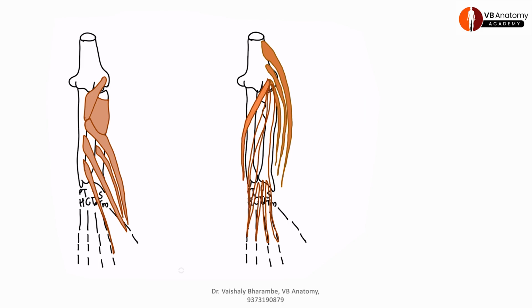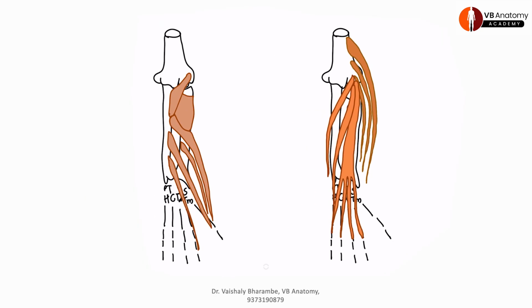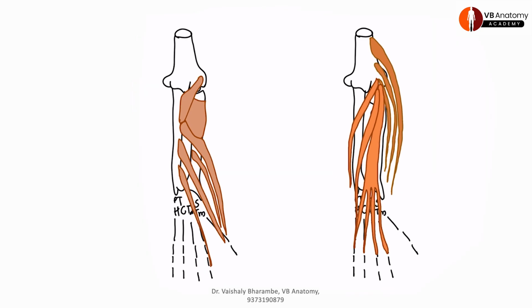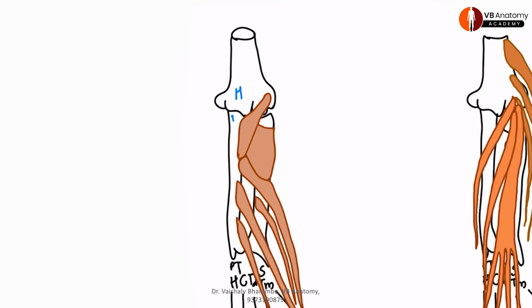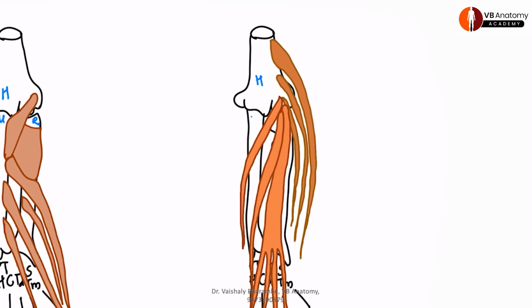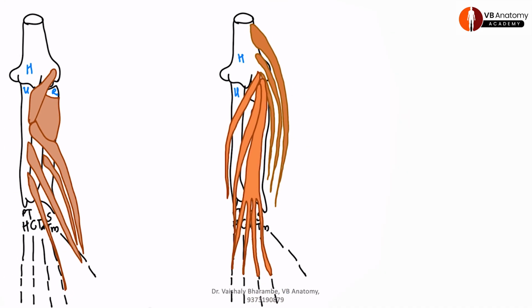Extensor carpi ulnaris, extensor digiti minimi, and here is your extensor digitorum. So you've got all the muscles in place now. Let's begin to label them one last time for you to be able to have a better recall. Again, we will first label the bones. The humerus, the ulna, and the radius. Okay, let's begin to label the muscles.